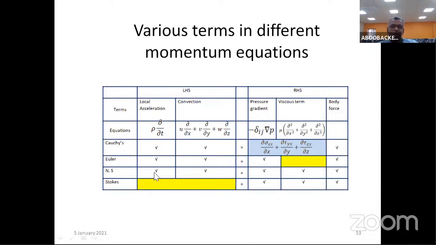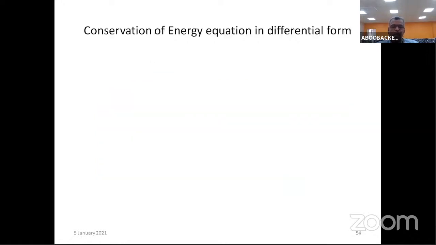In the Navier-Stokes equation, we have all the terms. Local acceleration will be there, convection term will be there, pressure gradient will be there, viscous term will be there, also the body force term. In Stokes, no inertia terms, only we have the pressure gradient and viscous term. So all these different forms are summarized in this table. So you can suitably select depending on the type of the equation. The Navier-Stokes equation has all the terms. That is the most difficult equation, and the solution for the Navier-Stokes equation is a million dollar challenge. That challenge is still open.